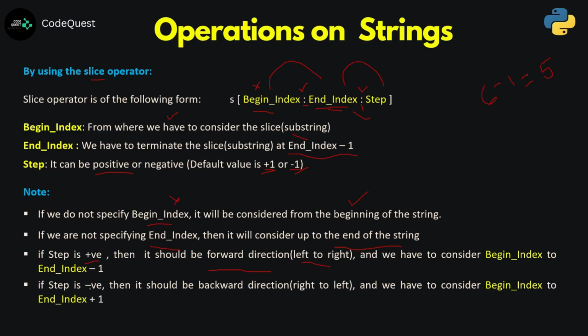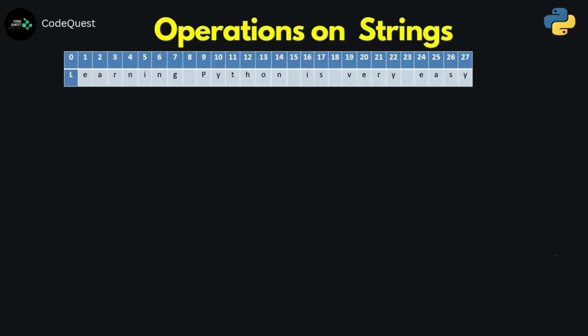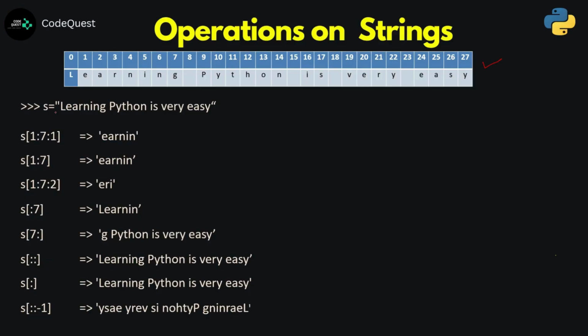Now if the step is negative, then it should be considered as a backward direction, that is from right to left, and we have to consider from begin index to the end index +1. Now let's consider a string here. Let's say we have taken one string where we have stored "learning Python is very easy".